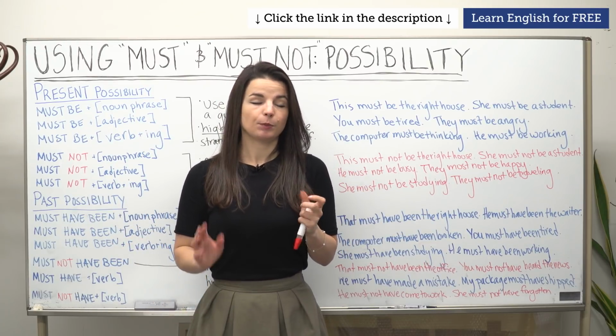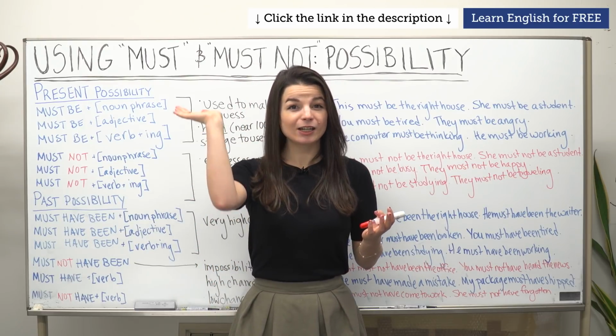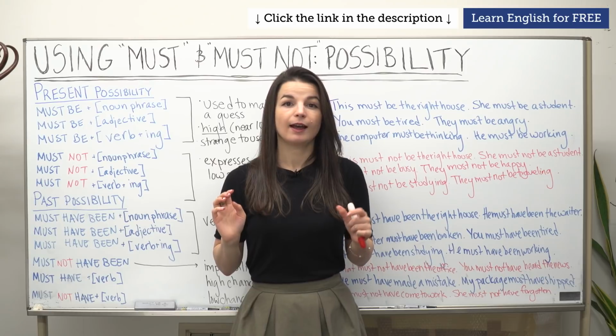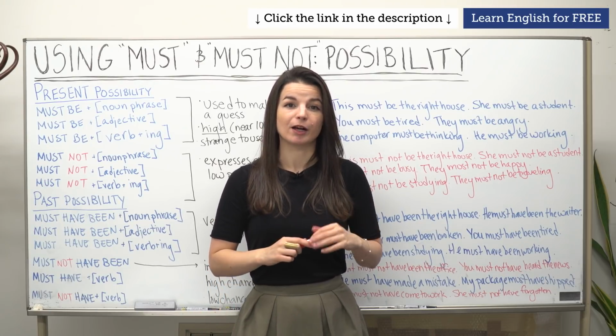Extremely low. So please keep in mind that when we use the positive form, it expresses near 100% possibility, and with the negative form, near 0% possibility, near impossible.